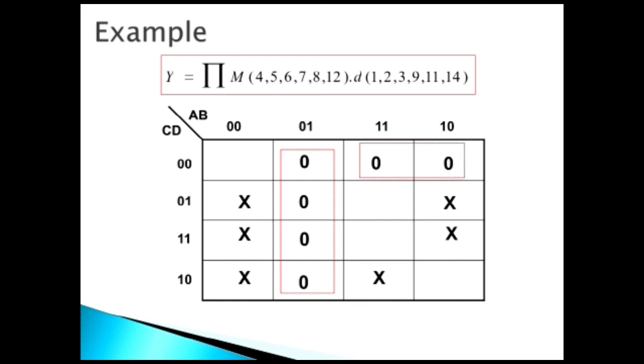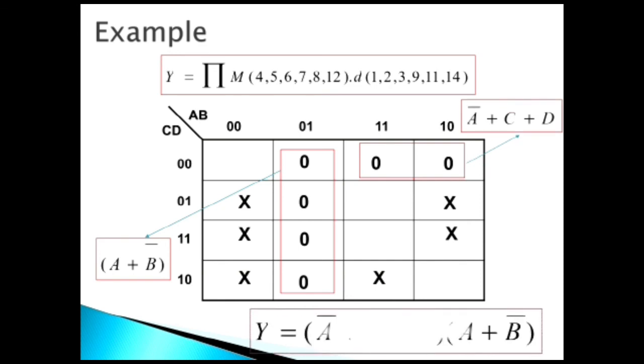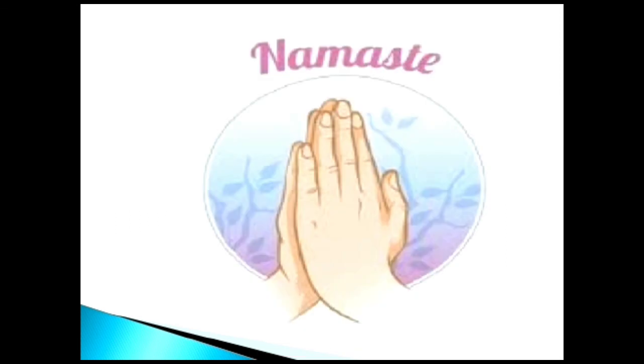In this case, first group will give us the term that is A plus B complement, because in this case AB is unchanged while CD is changing. So we are neglecting CD term in this case. In second pair, it is giving us A complement plus C plus D. So the overall expression of this problem is y is equal to A complement plus C plus D into A plus B complement.